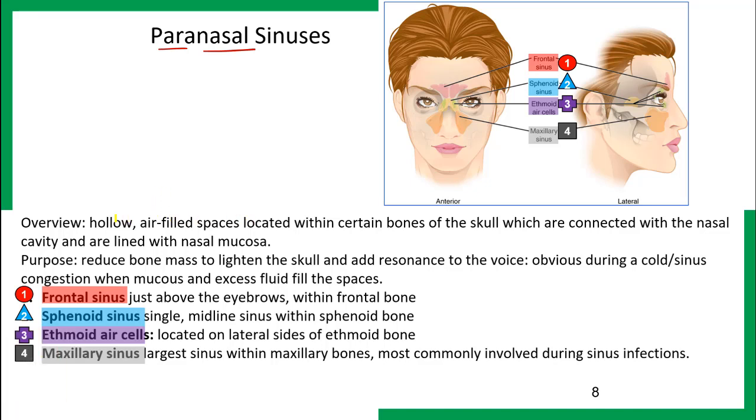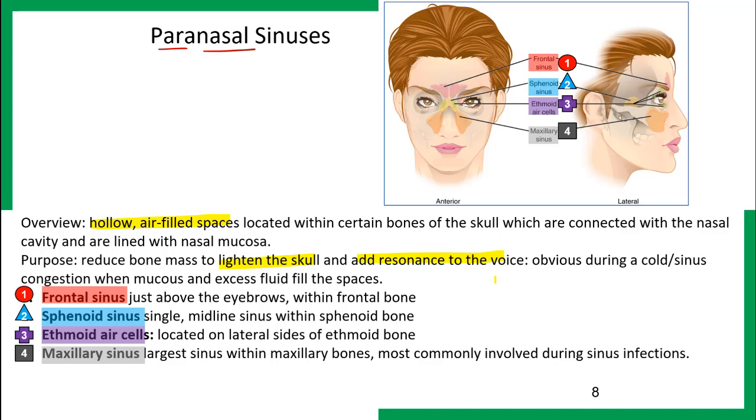which do two things. So they're hollow air-filled spaces, and what they do is they lighten the skull and they add resonance to the voice. This is why nobody really likes the sound of their own voice, because we hear it differently in our head to how other people actually hear it.